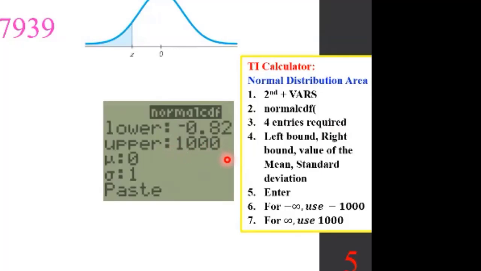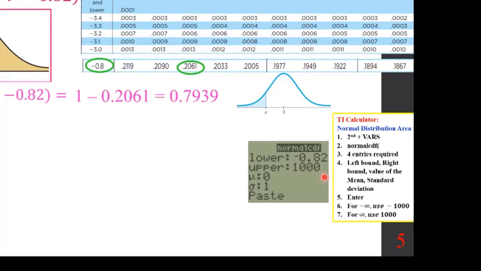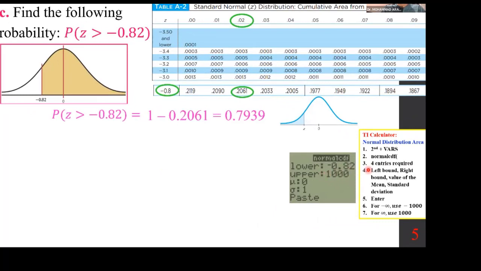If you put even 100, it works out. I want you to know that. If you have any doubts, put like 10,000. Because in essence, when we say probability of z larger than negative 0.82, it goes from negative 0.82 to infinity. However, since 3 standard deviations covers almost everything, therefore a fairly large number such as 1000 will do the job.